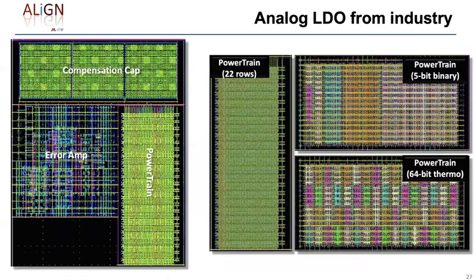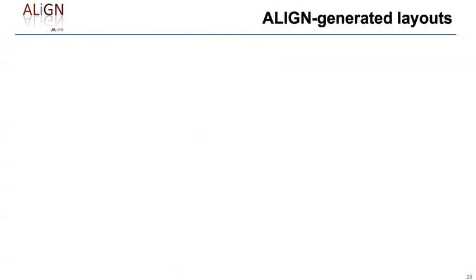This is another example, an analog LDO from industry consisting of a compensation cap, error amp, and powertrain. The powertrain was built using entry point 4, and you can see that it's very compact and very regular.